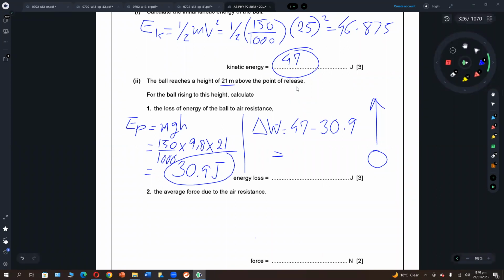Do this calculation. It's 16.1. So I will again round it.